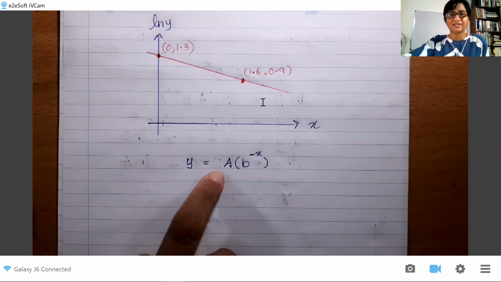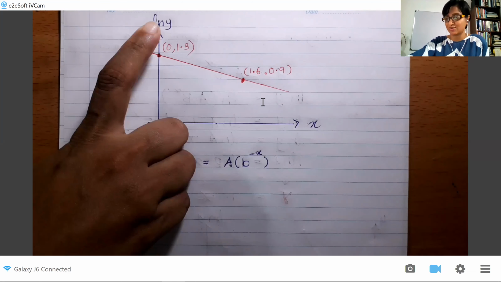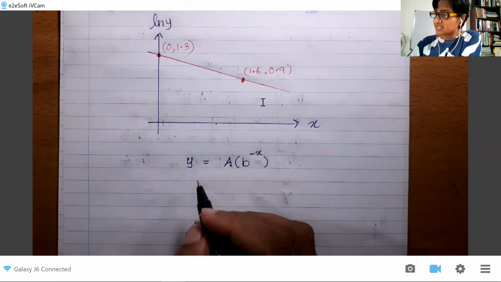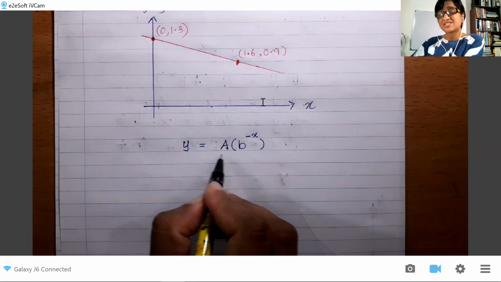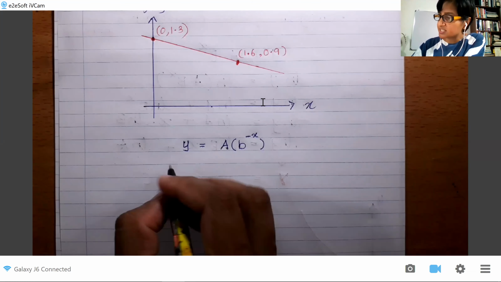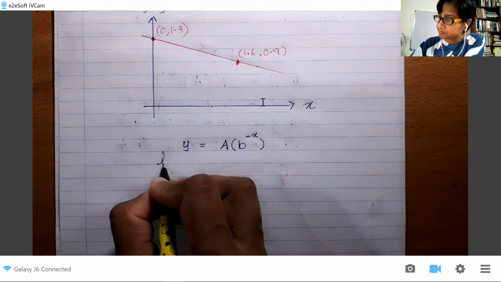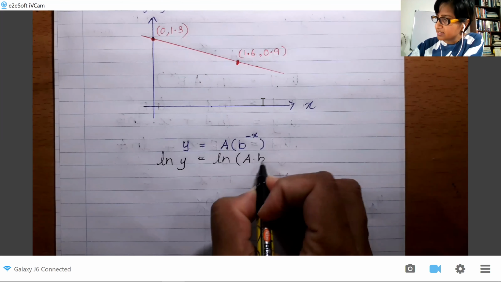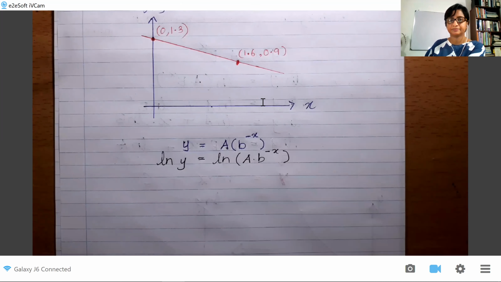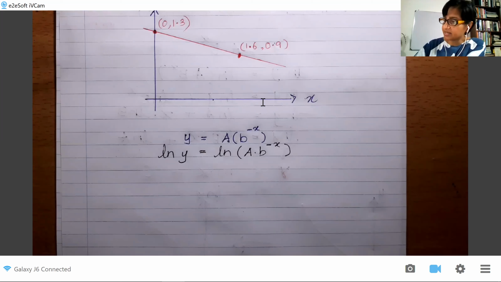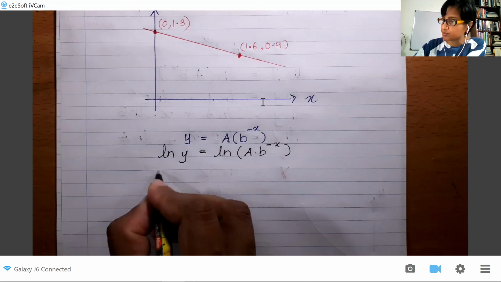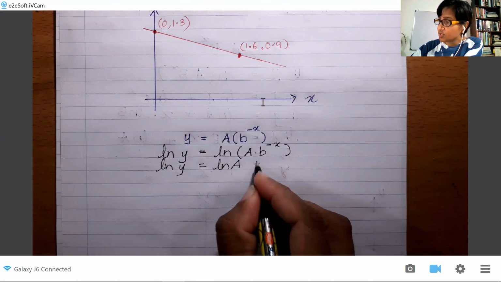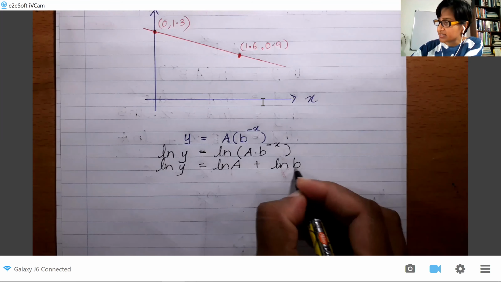We are going to transform this into a linear one using logarithms. They have used ln, so you have to take ln on both sides. Let's do it together. ln y equals ln a times b to the power of minus x. Then the right hand side I will simplify. ln y is equal to ln a plus ln b to the power of minus x.